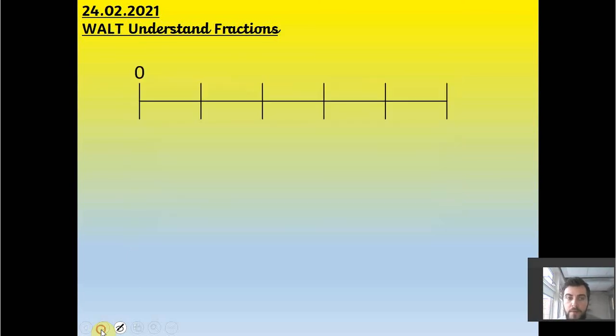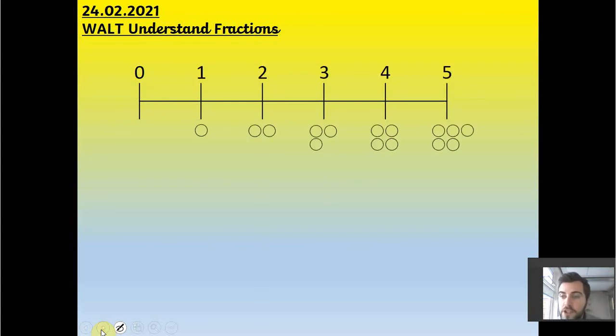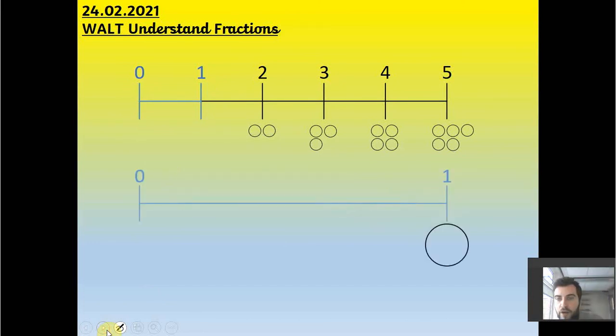Let's move on then. We've got a number line 0, 1, 2, 3, 4 and 5, and it's showing us visual representations of the value of each. So we've got 1 whole, 2 whole, 3 whole, 4 whole and 5 whole. We could say 5 whole sweets, 5 whole pizzas. And what we've done there is we've dragged the 1 whole down to create a new number line, and we're going to create a new number line using fractions now.